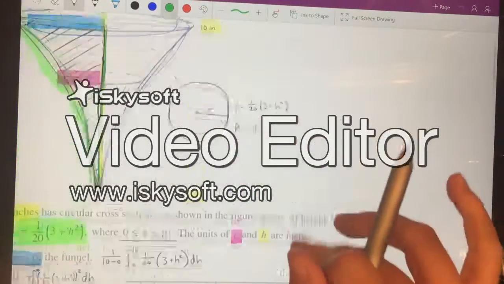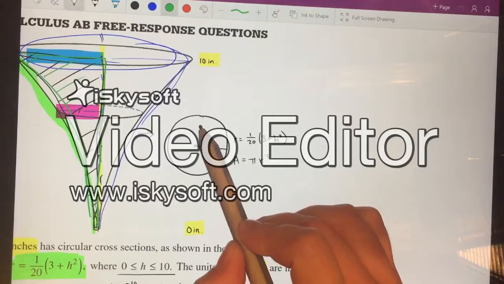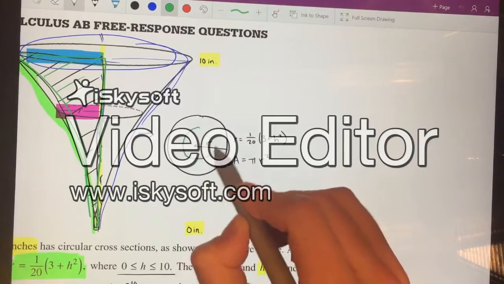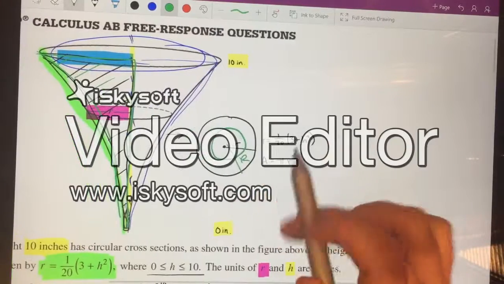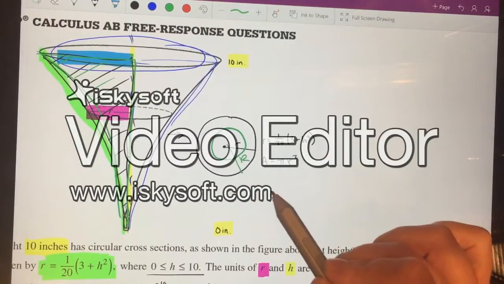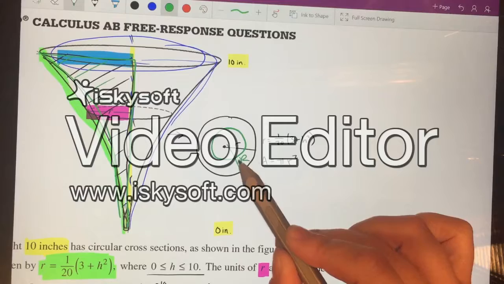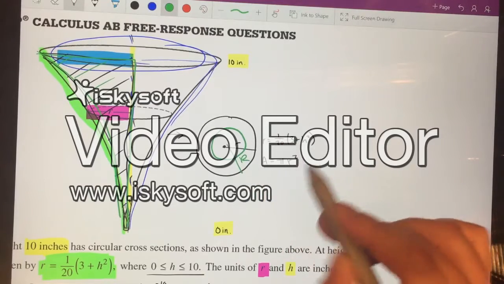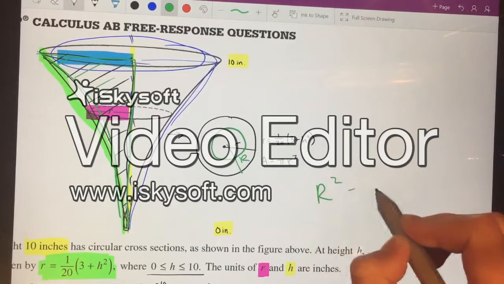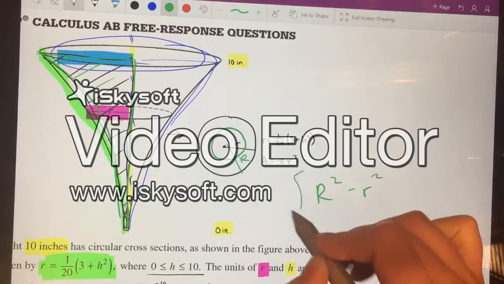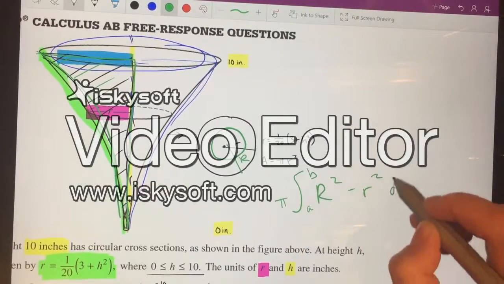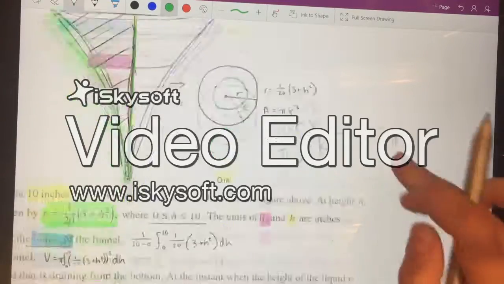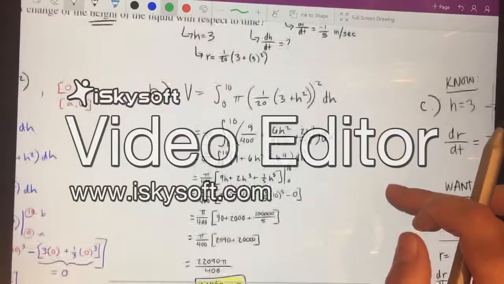Now, if your cross section happens to be a disk, if there was another circle on the inside of this and you had 2 different radii, then you would need to square each of these separately. So you do big R squared minus little r squared in the integral from a to b times pi times dt, I believe, or whatever your variable is.